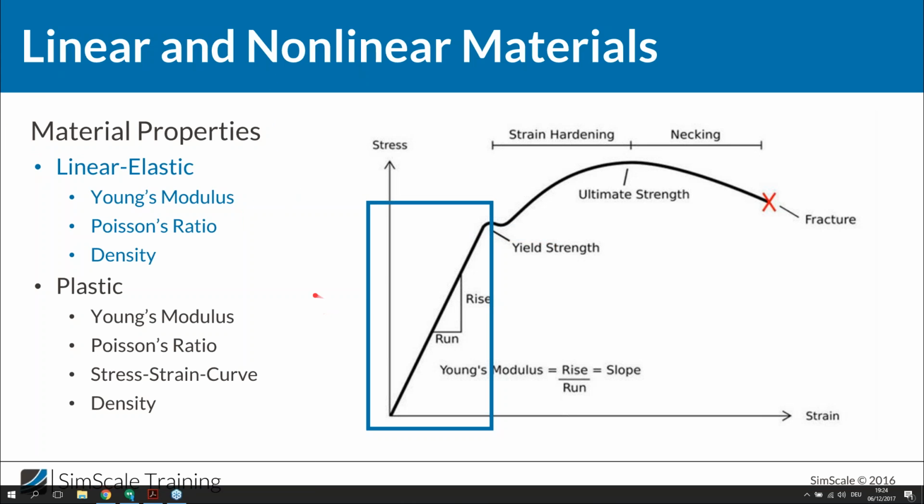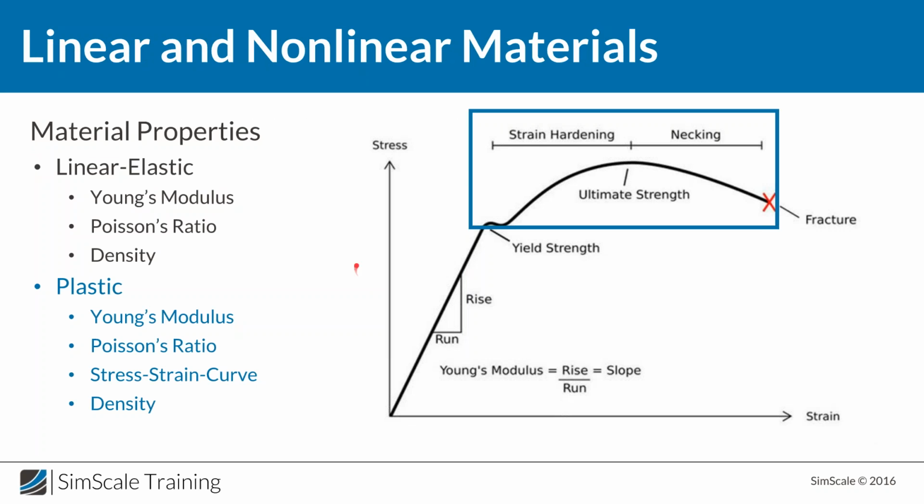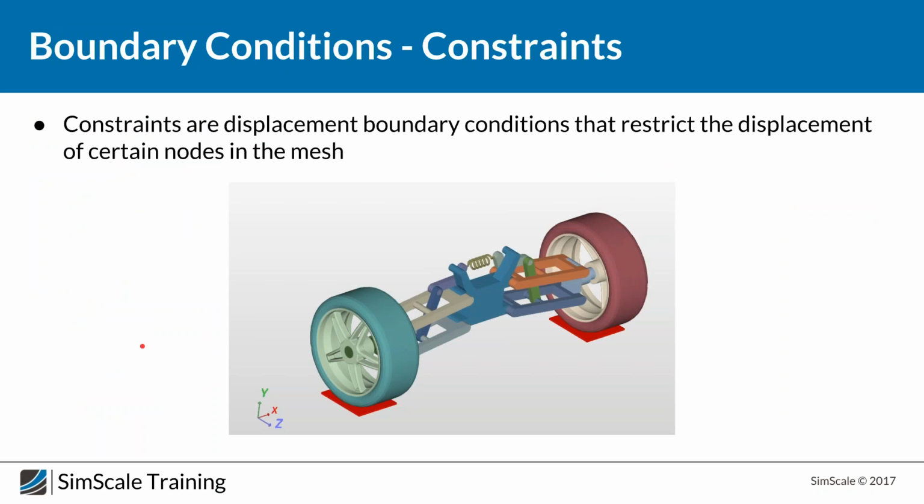If you want to investigate plastic material behavior, it's a little bit different. You still need the Young's modulus and the Poisson's ratio to describe what is happening in the linear part, or let's say at the beginning of your simulation, because most of the time it's linear material behavior at the beginning. For the plastic behavior, you just need to provide this stress-strain curve as a CSV file with some coordinates. Let's talk about some other quite important aspects of FEA.